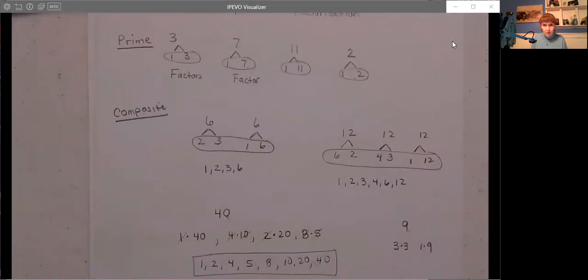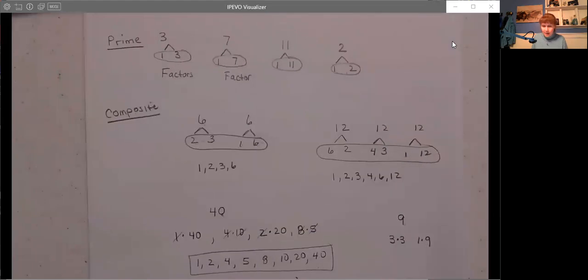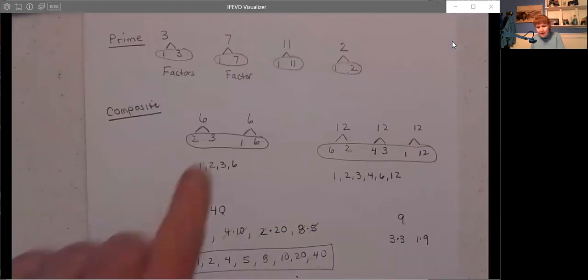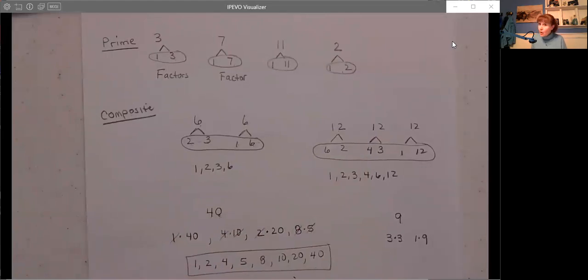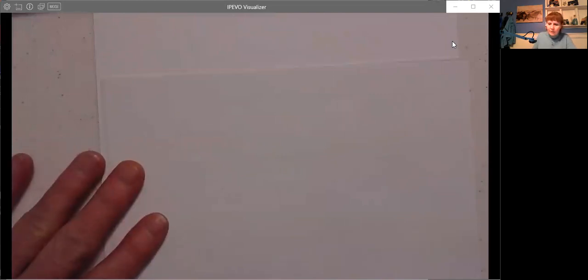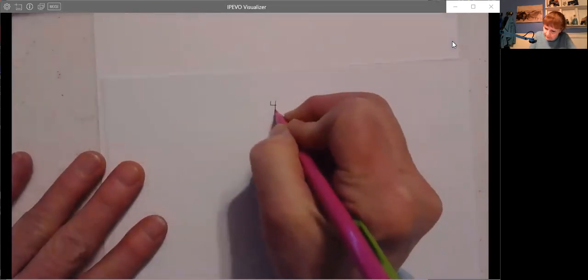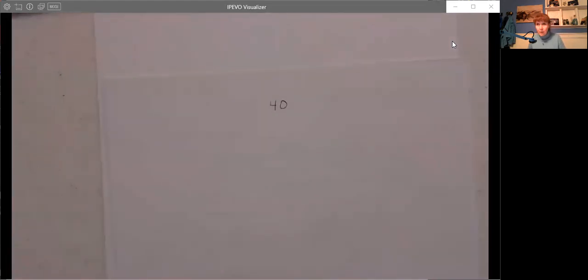All right, okay. Factorization. So let's look at some facts. We kind of talked about factorization, but now we're going to talk about prime factorization. And then we'll do some more examples of all of this. Prime factorization. We're going to start with the number 40. What's the prime factorization? I like the trees. There's other methods, but I think the trees are the easiest.